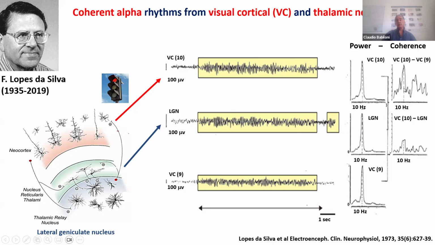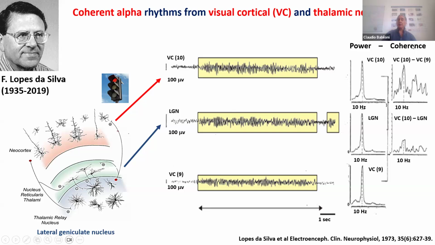Another way to represent the local field potentials is to compute the spectral coherence spectrum. In the spectral coherence spectrum, you see that in the vertical axis, you have the coherence, the correlation, the similarities of the phases of the oscillations. And in the horizontal axis, you have the frequencies.